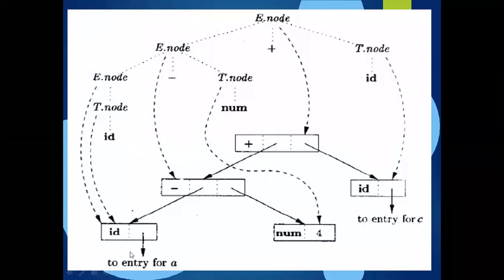See, id minus num plus id, that means a minus 4 plus c, that is the expression I need to generate here. So the representation with these boxes is only for the syntax tree construction, and this is an original parse tree construction, just to show the difference between the parse tree and the syntax tree. I'm showing this example to you on this slide.